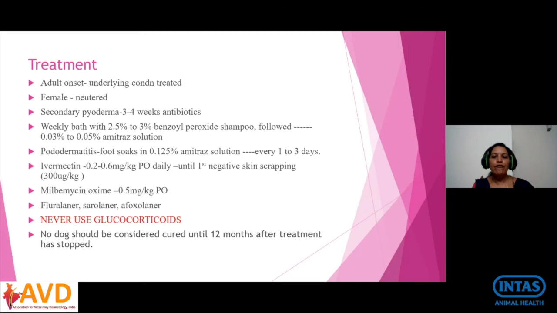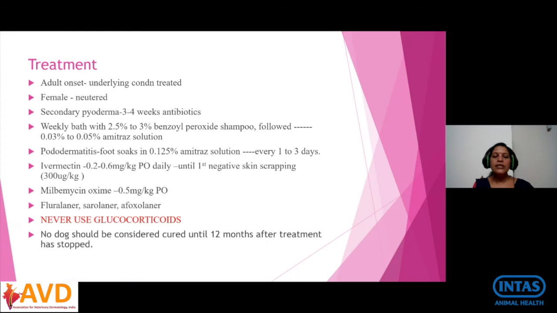Ivermectin can be given perorally at 0.2 to 0.6 milligram per kg body weight, or subcutaneously weekly, 0.2 to 0.6 milligram per kg once a week for 6 to 8 weeks until negative skin scrapings. Milbemycin oxime can be given perorally 0.5 milligram per kg body weight, and the newest drugs coming are fluralaner, sarolaner, and afoxolaner, which can be used.